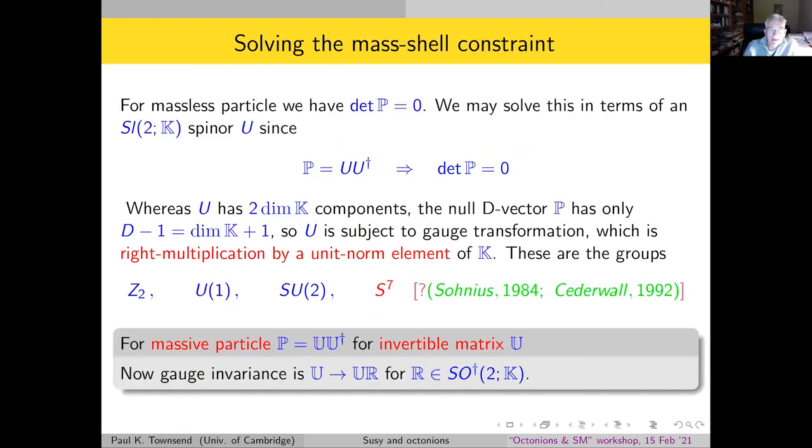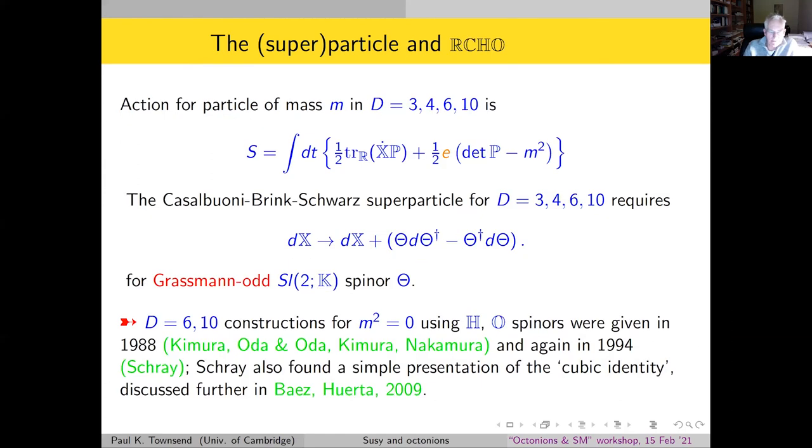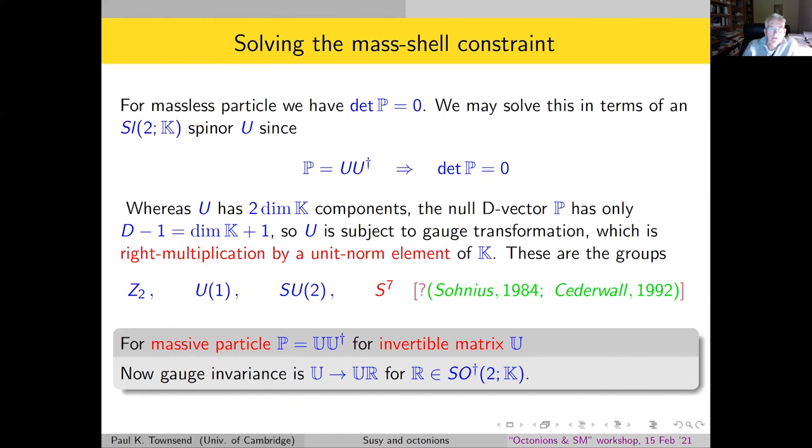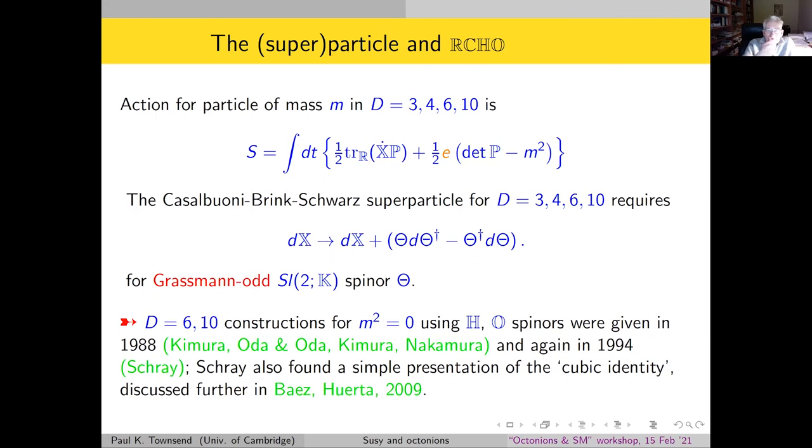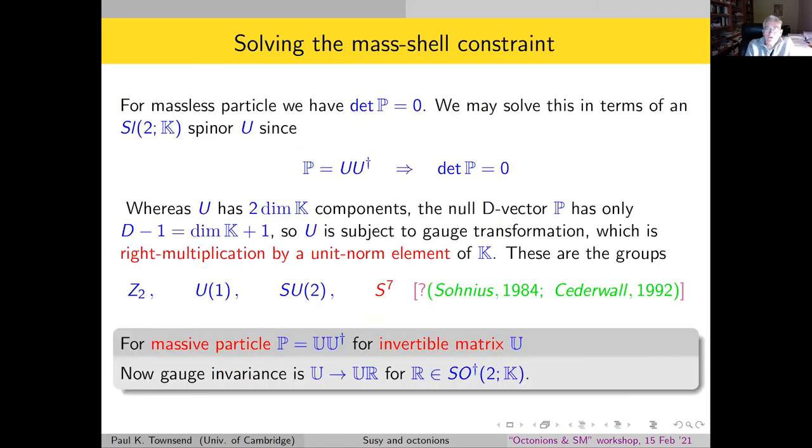I'm going to be coming shortly back to the Yang-Mills case, or rather the Maxwell case, in a moment. We're carrying on here with just the particle. One thing you might want to do for the particle is, in the massless case at any rate, you get the determinant of P is equal to zero. So one thing you might want to do is to solve that.